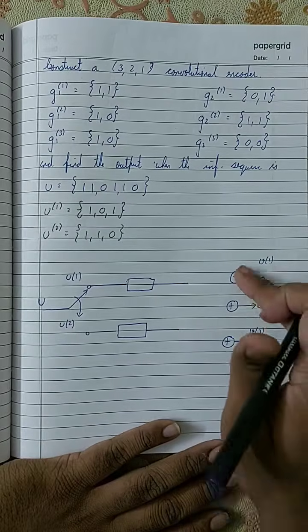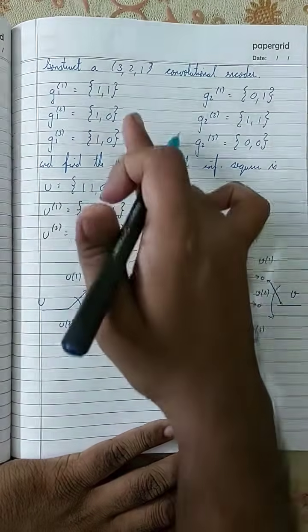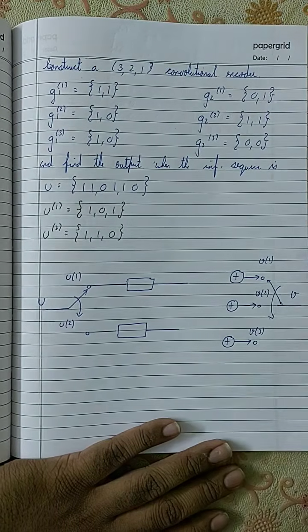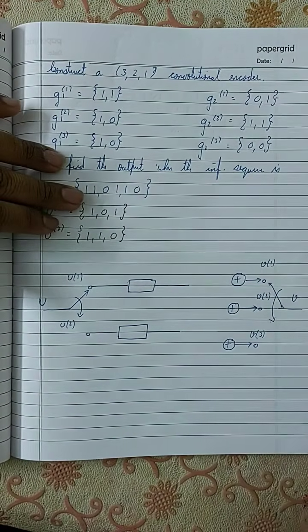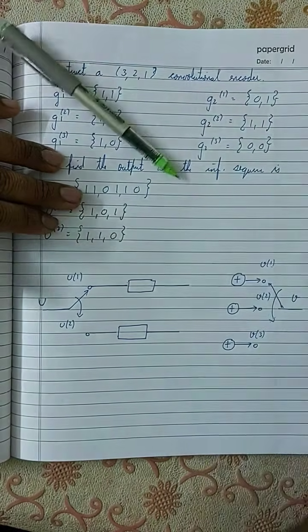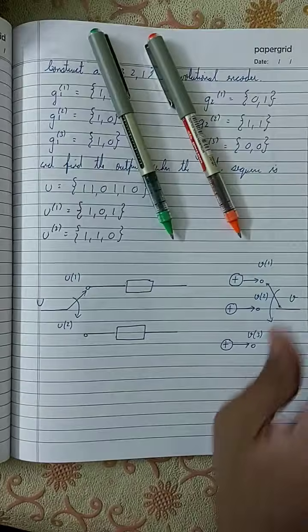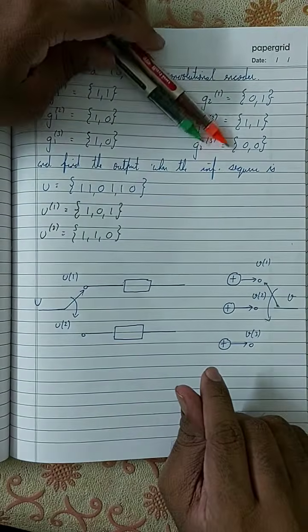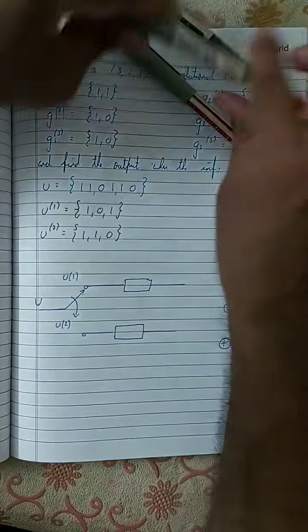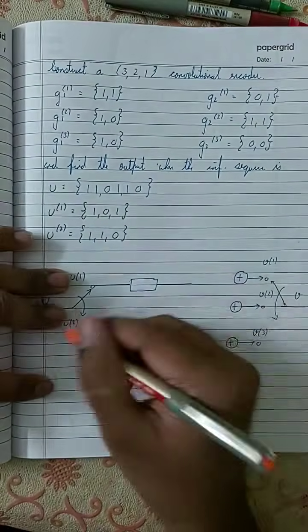Next I need to express each of these functions, and I'm going to do that by looking at the generator sequences. I'll use different pens, just so that you will understand how it is being done. I'll use green, orange, and one more pen. I'll use red. Alright, so these are three colors. First I'll use G1 of 1.